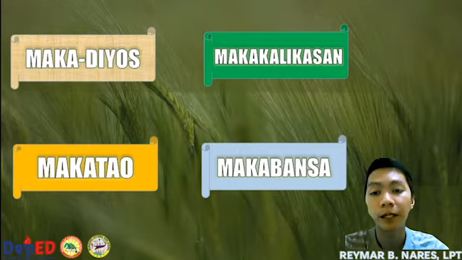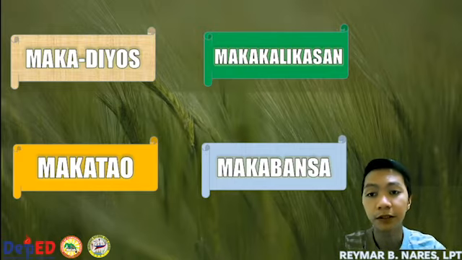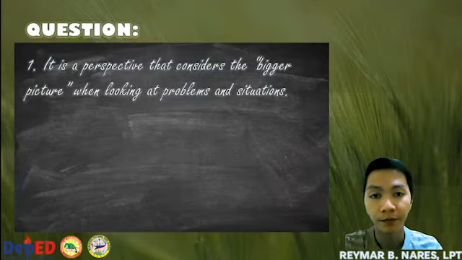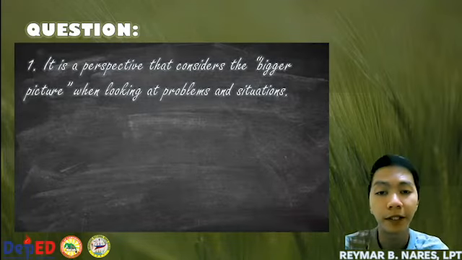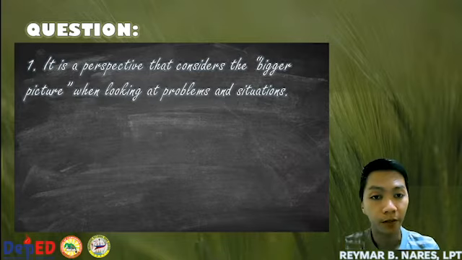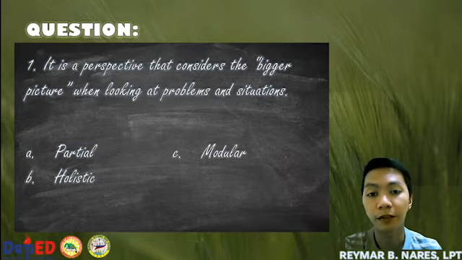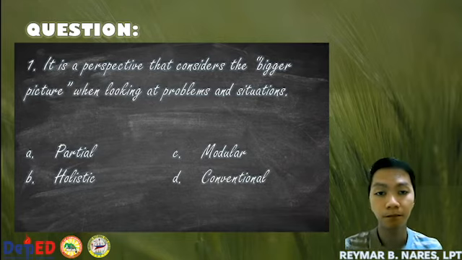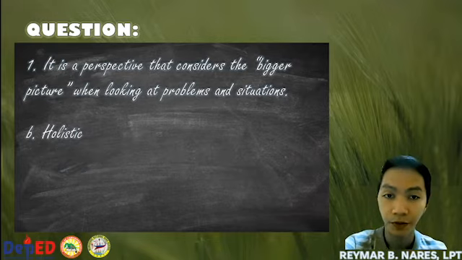I hope na marami kayong natutunan. And therefore, we will proceed to our assessment. Alright? This is just a simple assessment ng ating pinag-aralan ngayon. So, please answer these questions. Alright? So, number 1, it is a perspective that considers the bigger picture when looking at problems and situations. Alright? So, A, partial, B, holistic, C, modular, D, conventional. So, what's your answer? If your answer is B, holistic, you are correct.